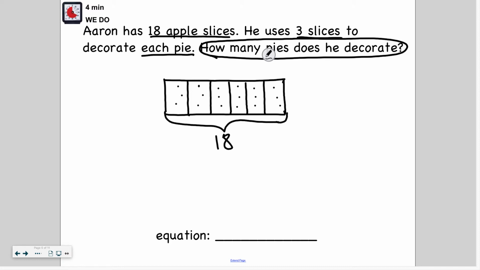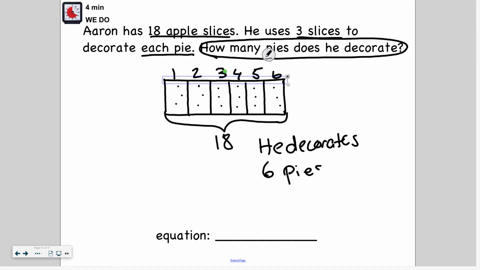So we have 3 in each, so that's what it said, 3 slices in each pie. How many pies do we have altogether? 1, 2, 3, 4, 5, 6. So he decorates 6 pies. What would our equation be then? So we started with 18 divided by 3. That's what we're dividing by today. It's our lucky number. Equals 6. 18 divided by 3 equals 6.